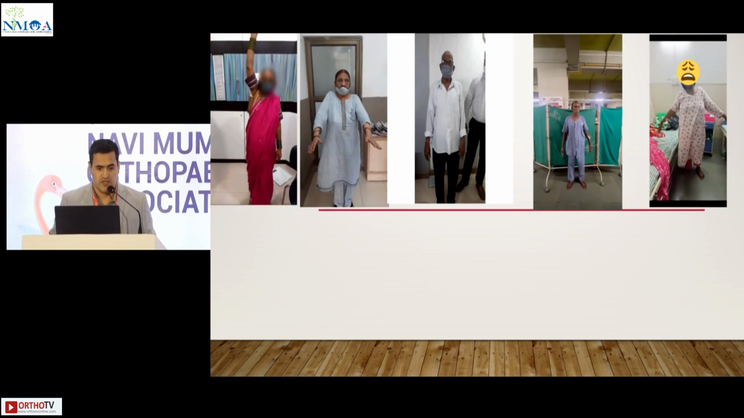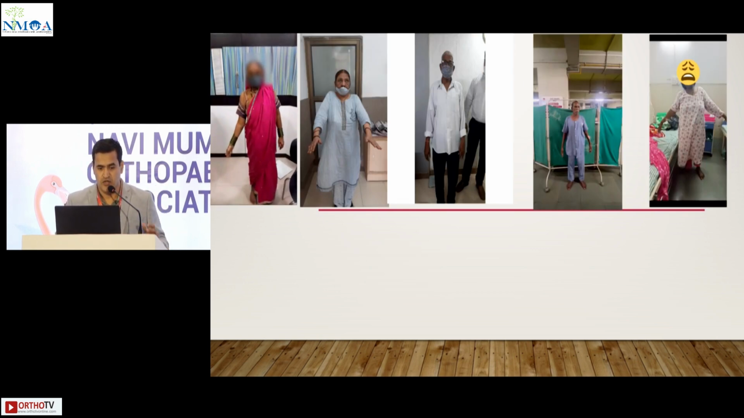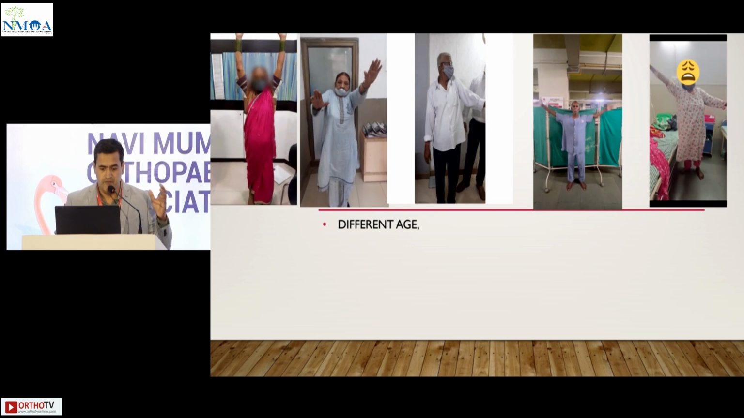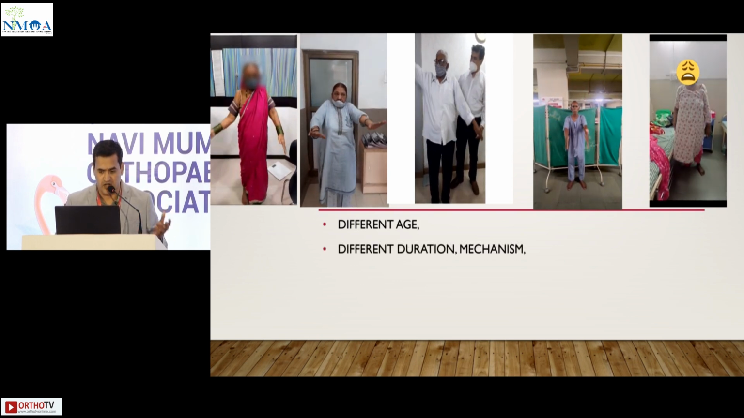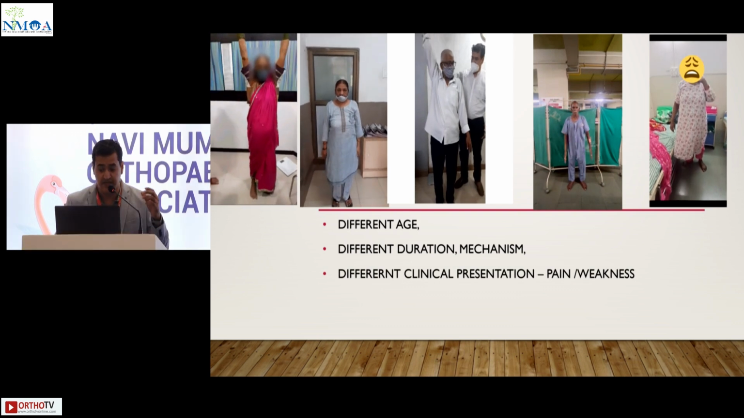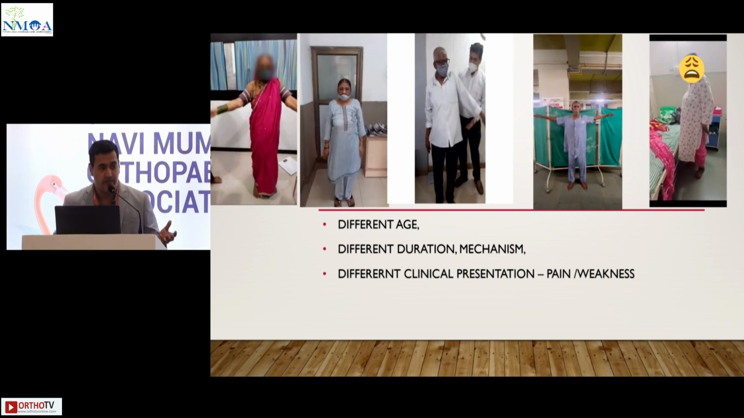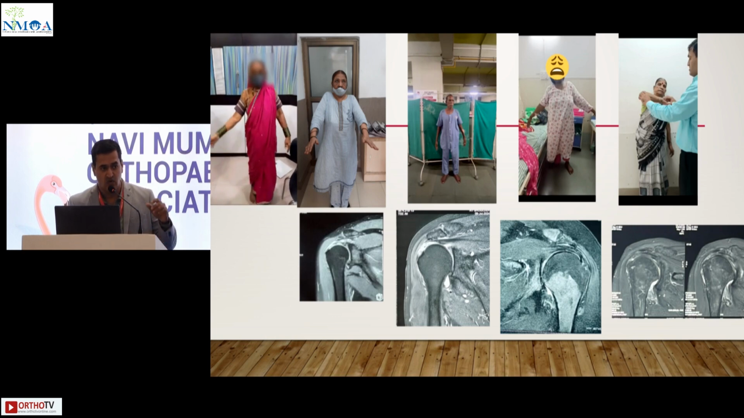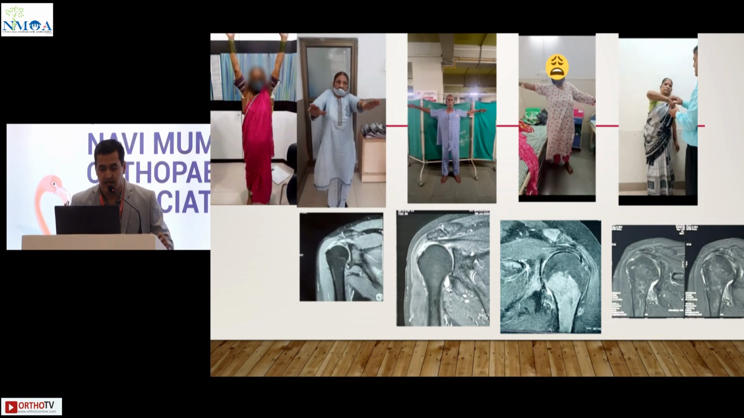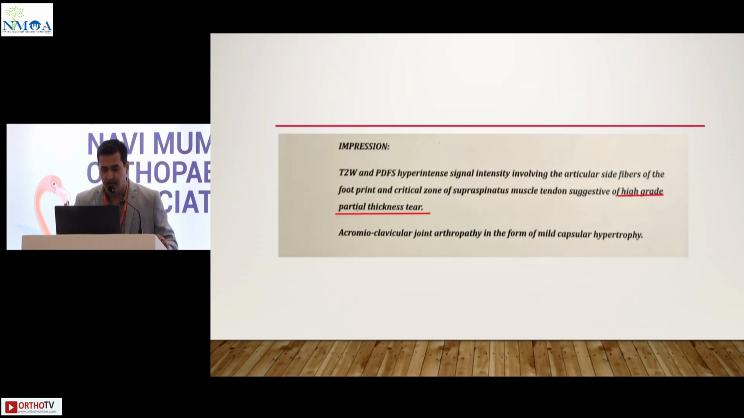So these are the groups of patients we have seen in our routine OPDs. They come with different age groups. There is different history. Some are traumatic, some are non-traumatic. There is different clinical presentation. Some have pain and some may have weakness or night pain. And then there are more confusing MRI images. Some show partial cuff tear, some show retracted tear. And there are terms like high-grade tear, but it's a partial thickness tear. So it's a little more confusing.